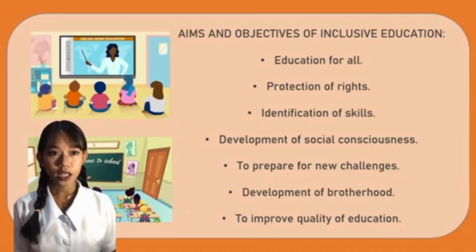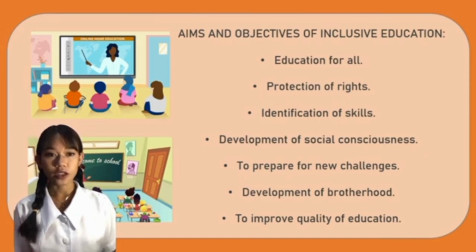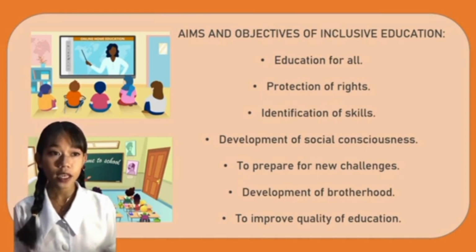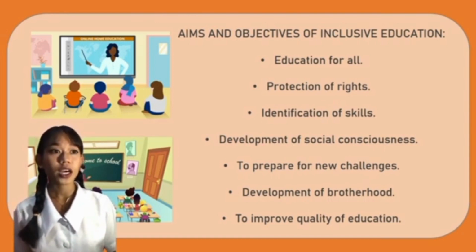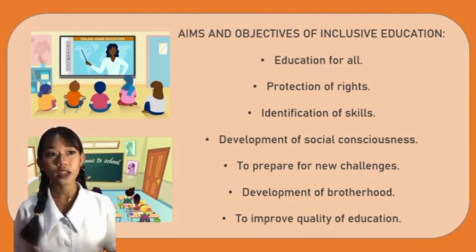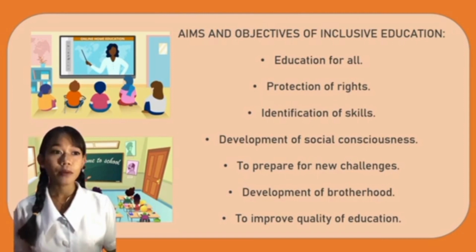Aims and objectives of inclusive education. First is education for all, protection of rights, identification of skills. In identification of skills, I guess this is attainable because in the process of teaching and learning, they could be able to recognize or identify their skills.